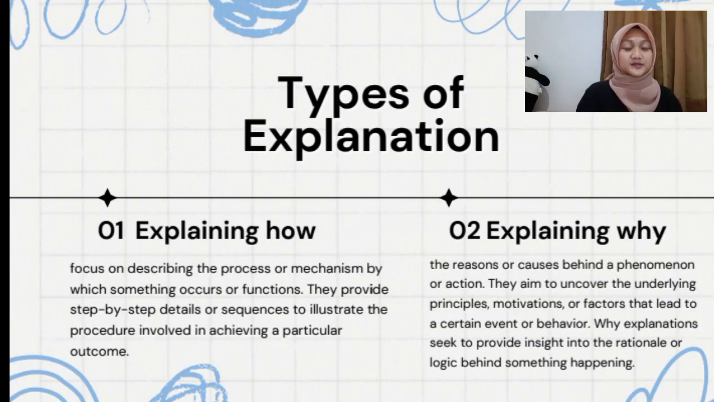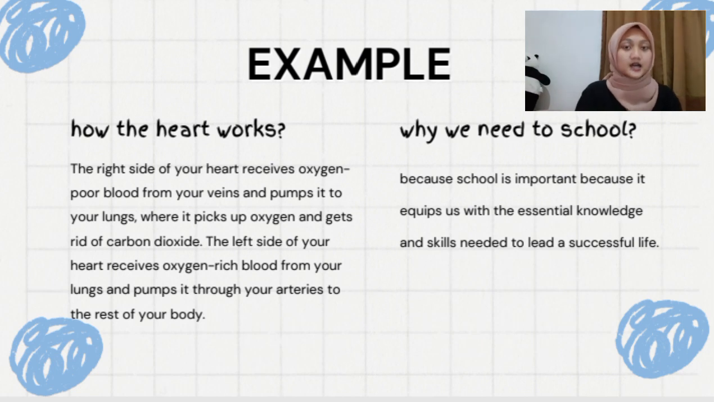And the next part will be delivered by me, which is about types of explanation text. There are two types of explanation text. The first is explaining how, which is explaining or describing a process or mechanism of the happening of something. Explain it in detail from each of the steps. The second is explaining why, explaining the reason or cause of something happening, about what are the factors that support the action or phenomenon.